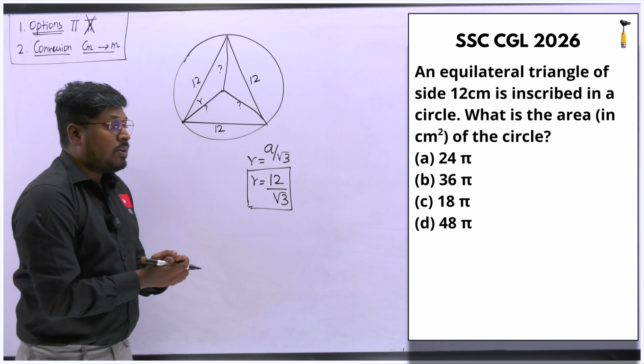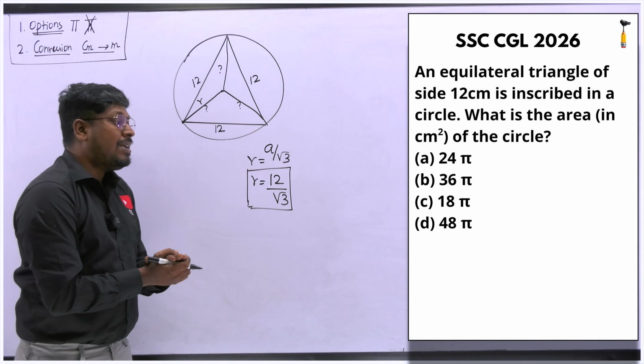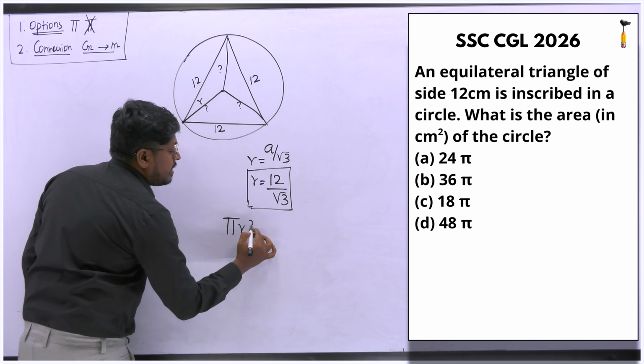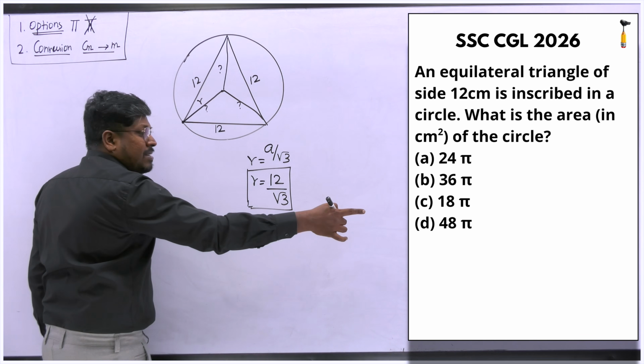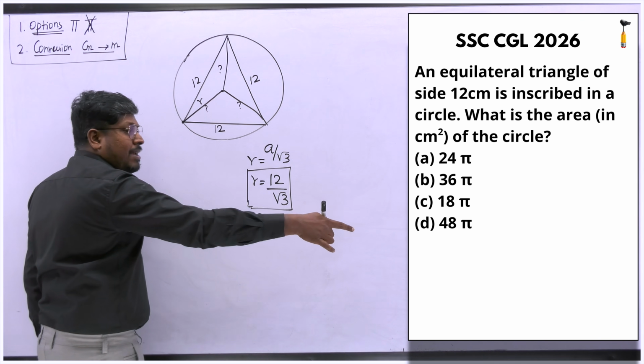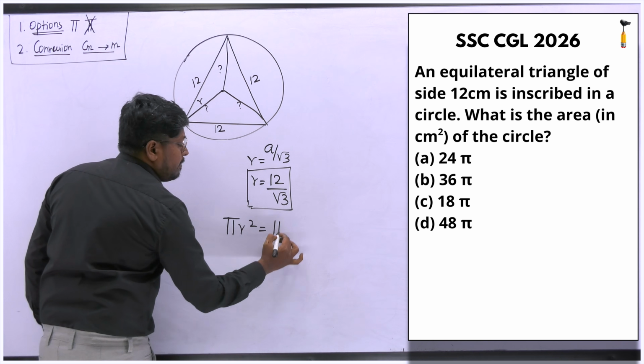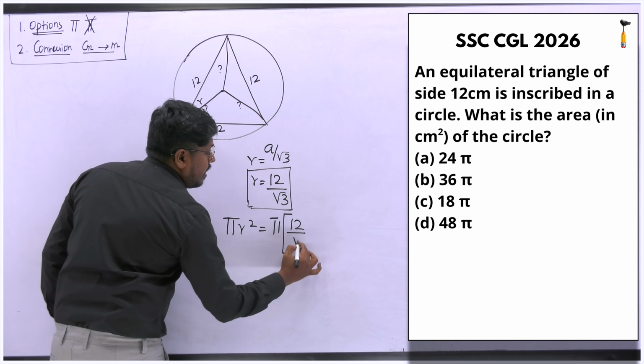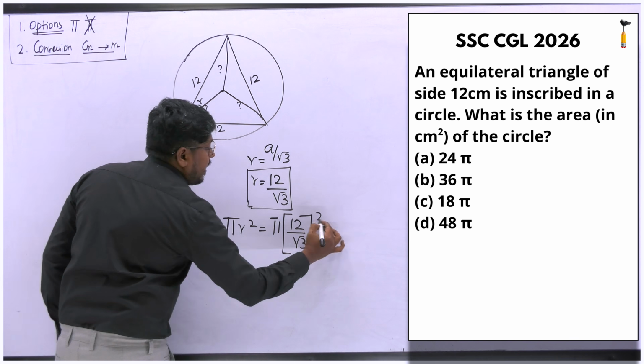So now according to the question, our target is to find the area of the circle. Area of the circle is nothing but pi r square. So look at the options. In all the options, they have kept pi as it is. So keep the pi value as it is. R will be 12 by root 3, and this will be squared.